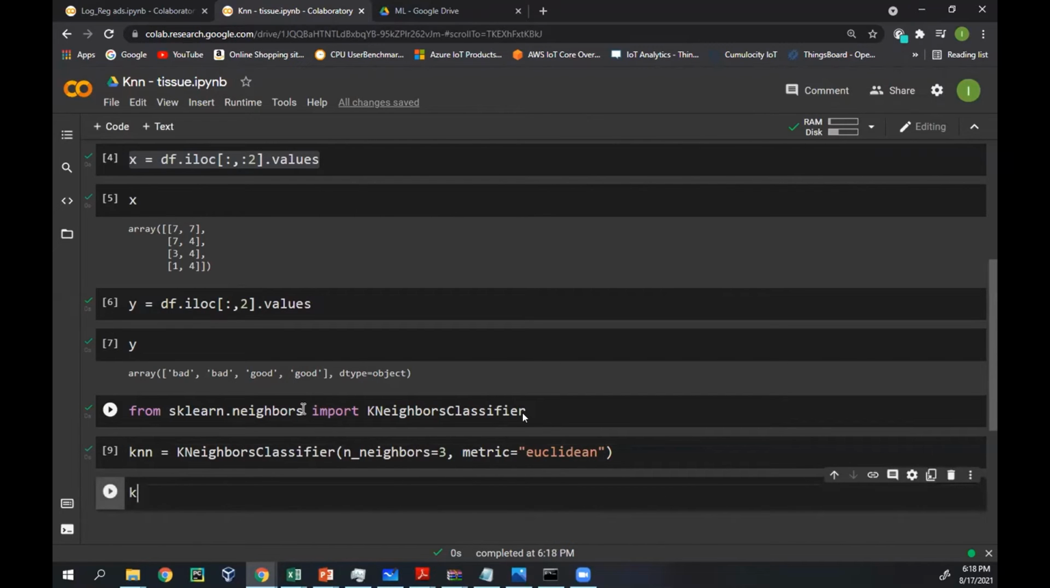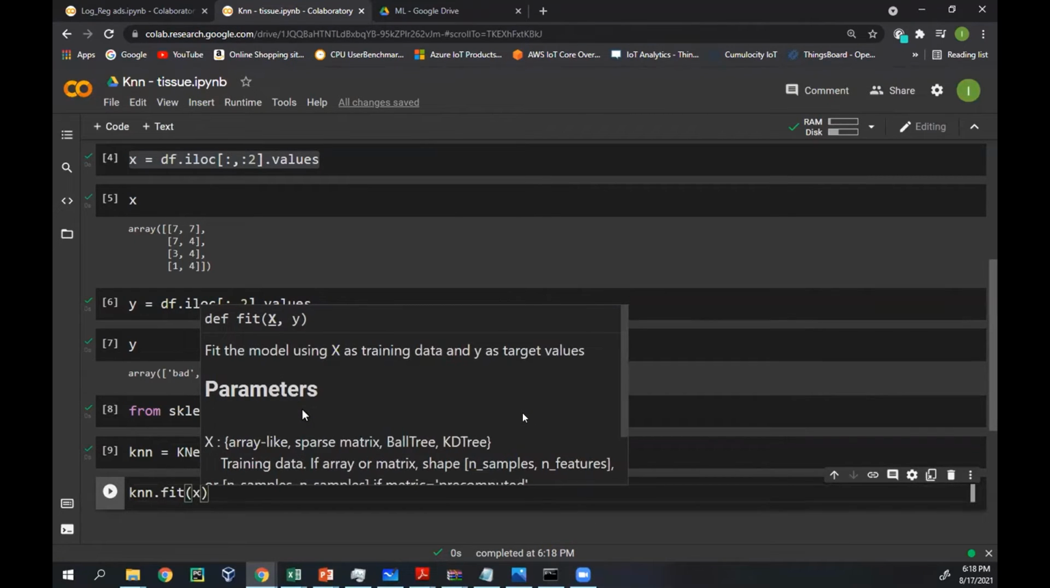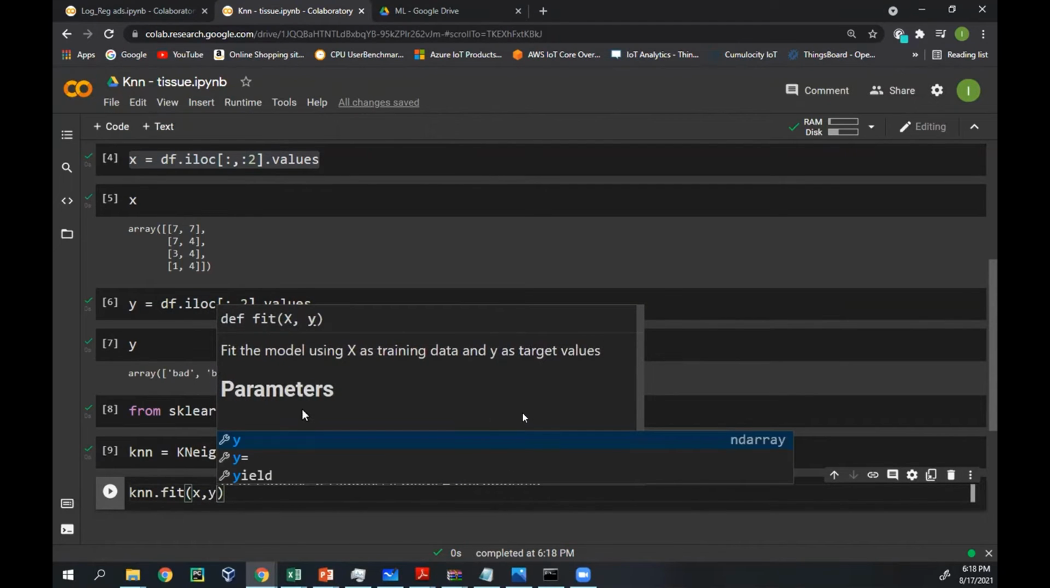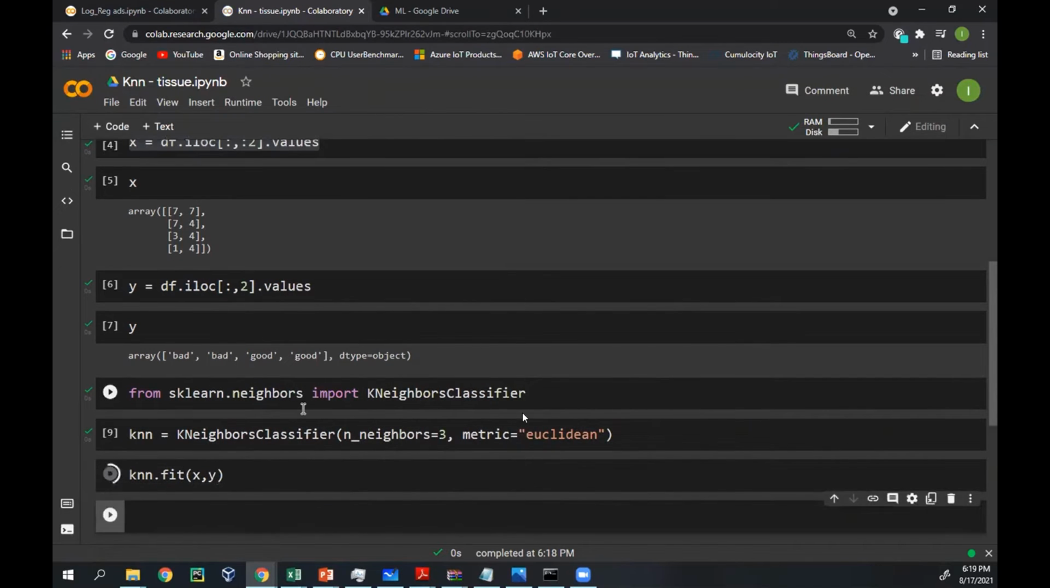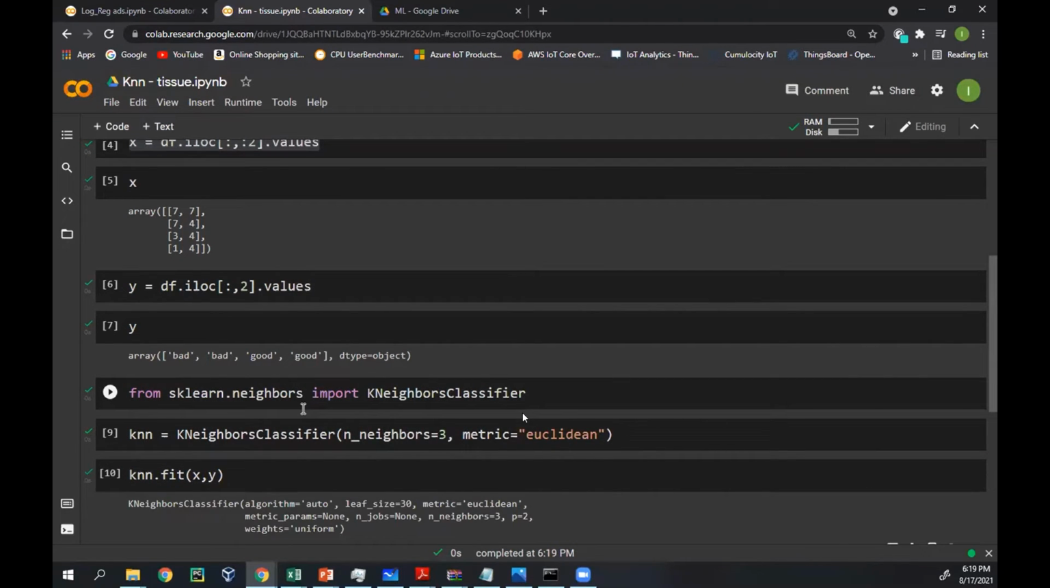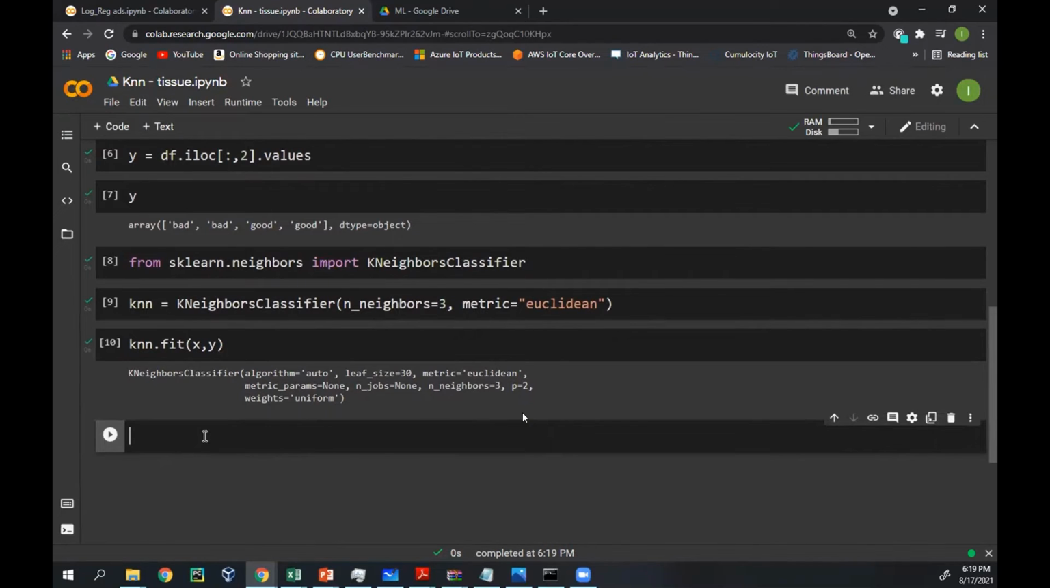Proceed further, and then knn.fit. In your fit algorithm, what do we have to give? We have to give our x value and y value. The x value is numerical data, x1, x2, and the y value is actually not numerical, it's categorical data. Let's see whether it accepts or not. Okay, it has accepted as of now. We don't see any issues. Let's proceed further. What is the next thing we have to do?